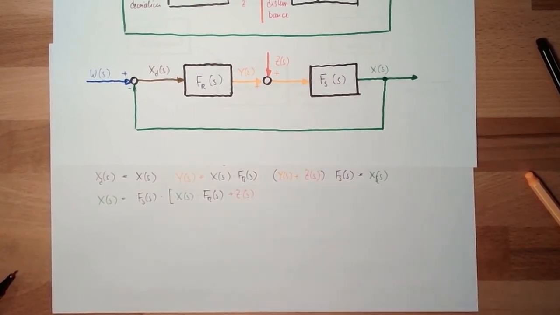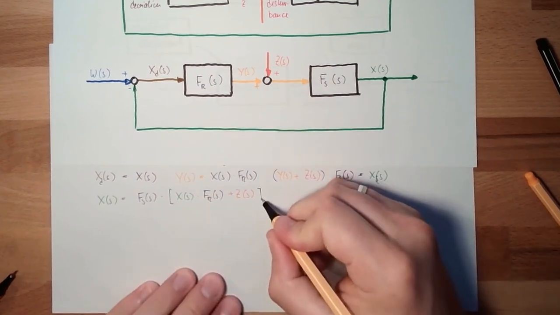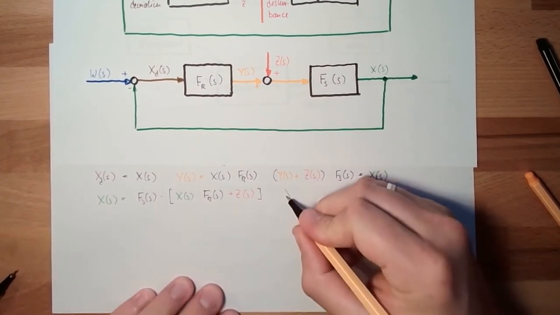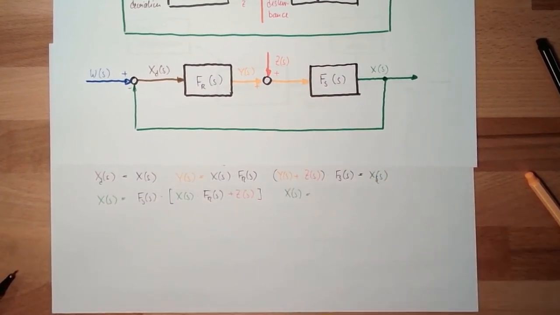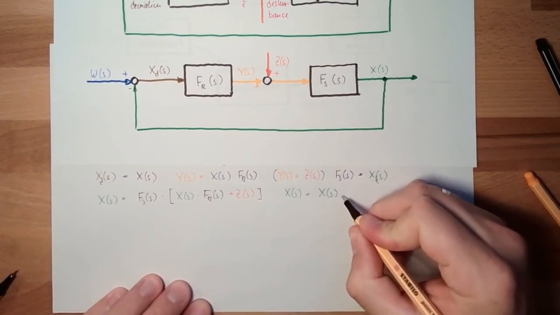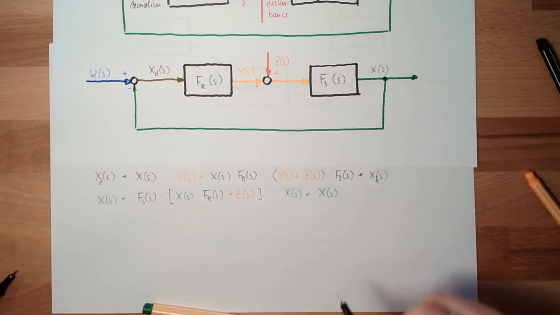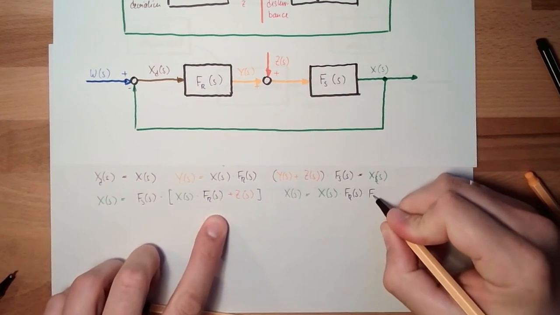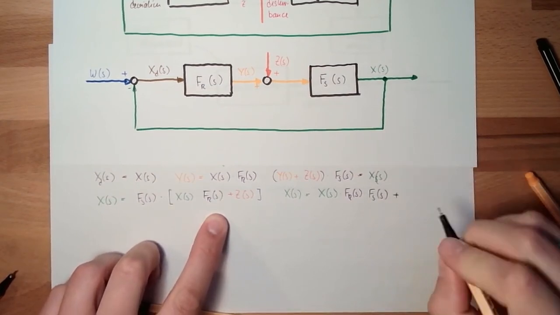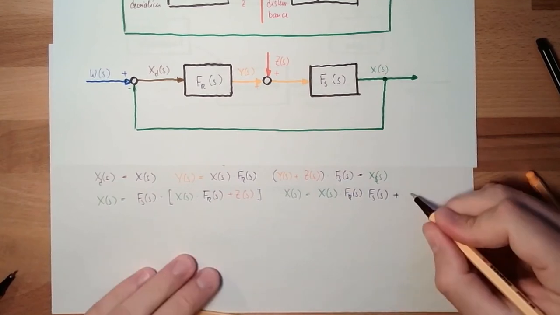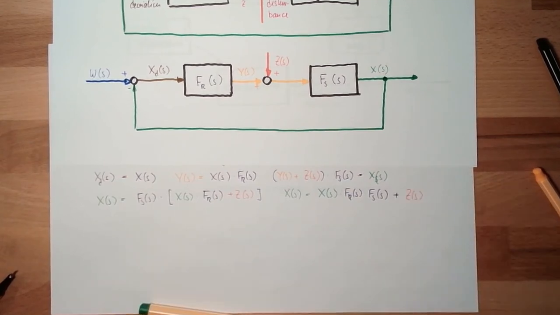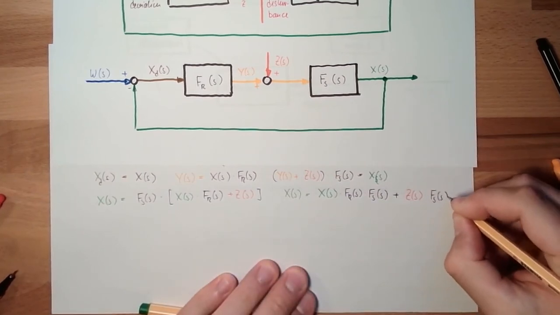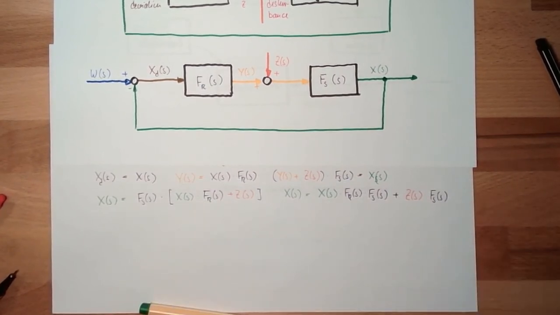This is this formula. I am now going to multiply inside. So X from S equals X from S multiplied by FR from S multiplied in FS from S, plus, and here we have Z from S multiplied by FS from S. Get this to the other side again.